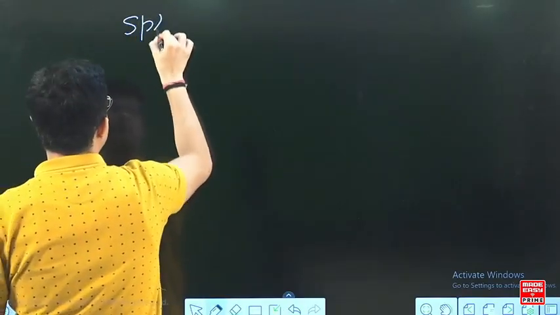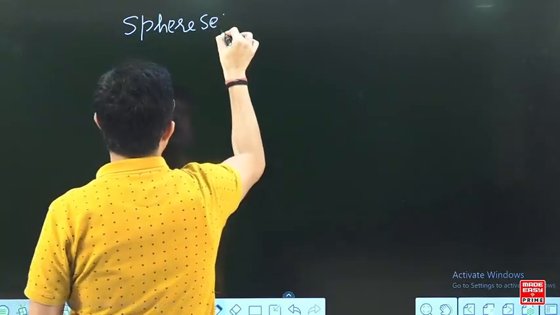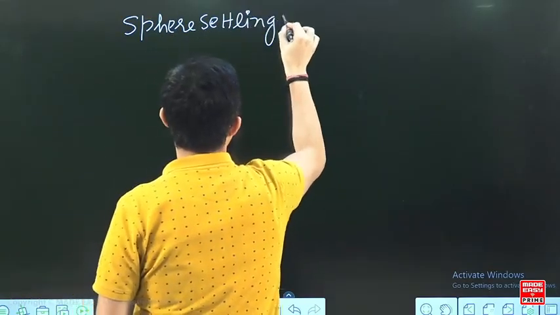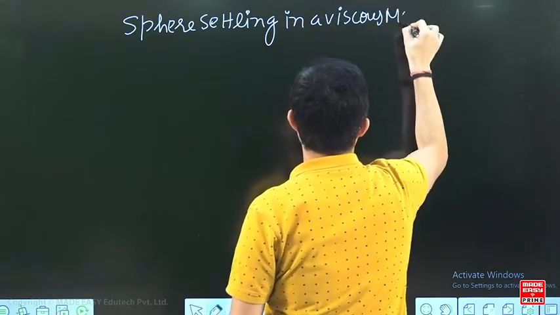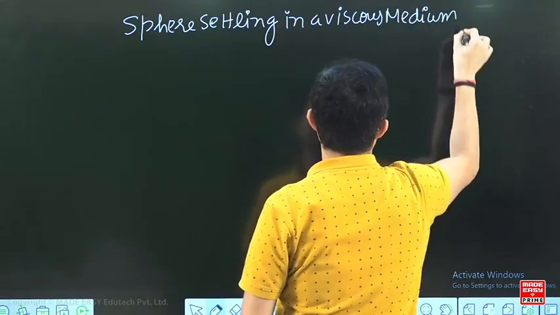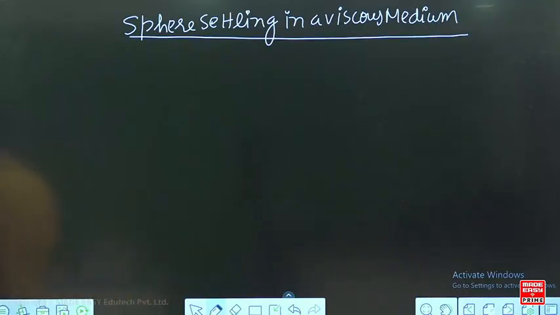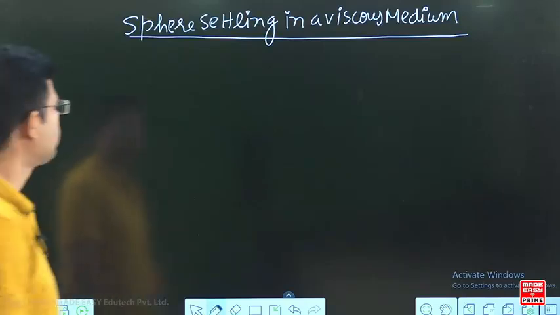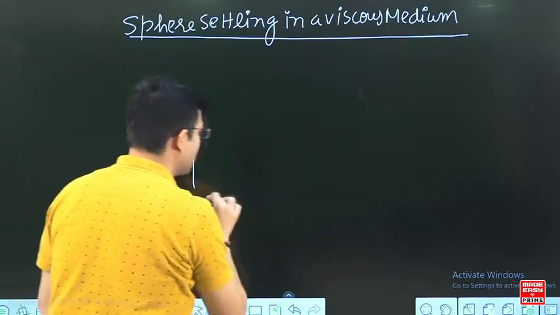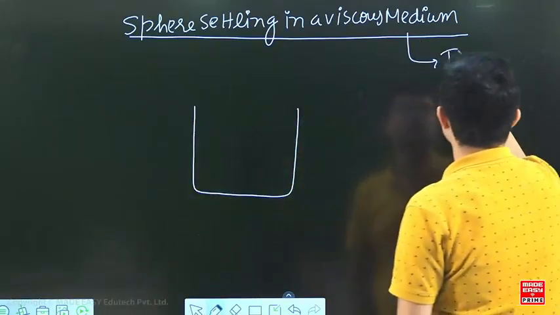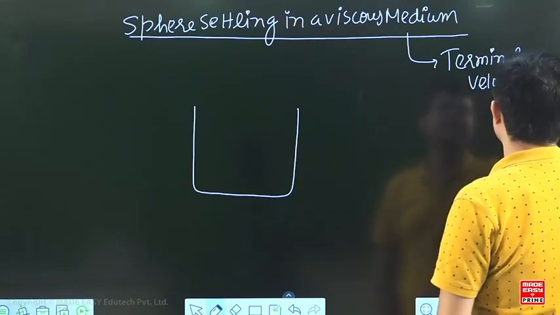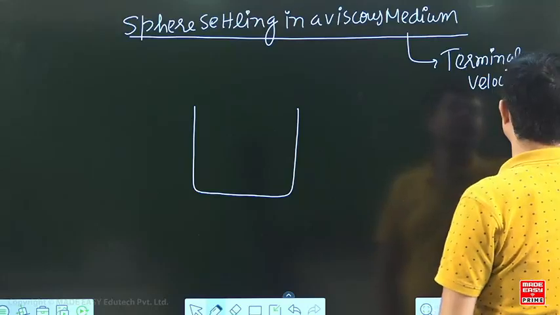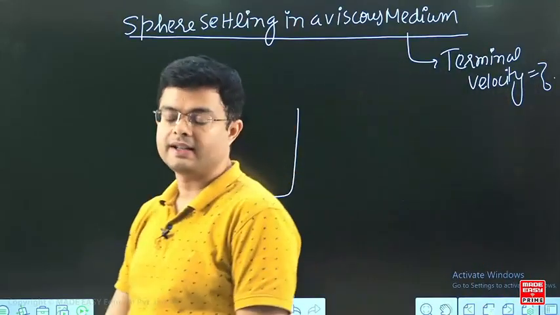There is a very famous question, sphere settling in a viscous medium, sphere settling in a tank. Now what will be asked? They are going to ask you to find the terminal velocity of the sphere. This is a very famous question that they ask.